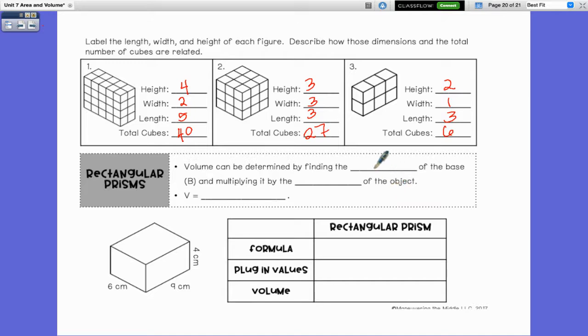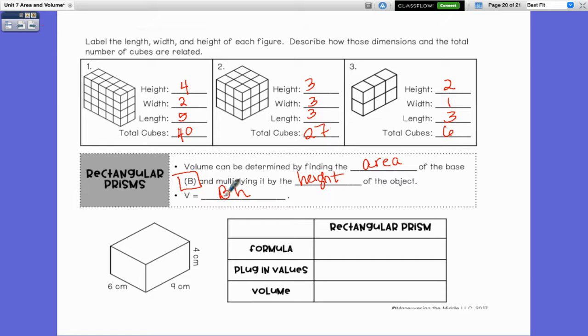Volume can be determined by finding the area of the base, which is capital B. Be careful, this is our new formula, capital B, area of the base. We are doing rectangular prisms, so it's base times height, and multiplying it by the height of the object. So volume equals the base times the height.